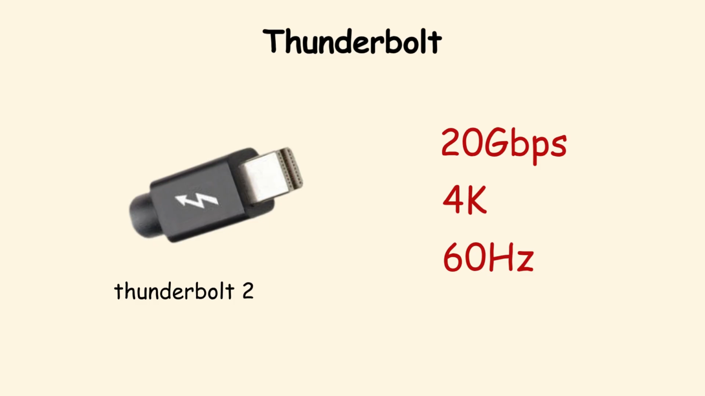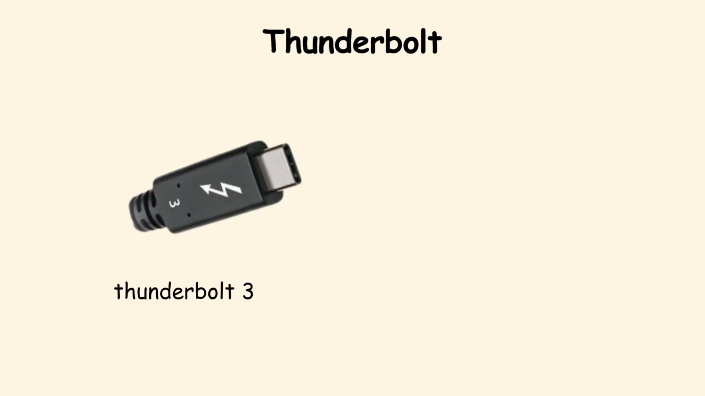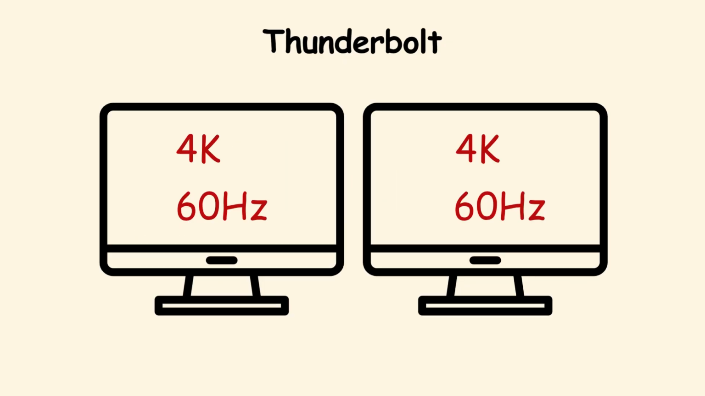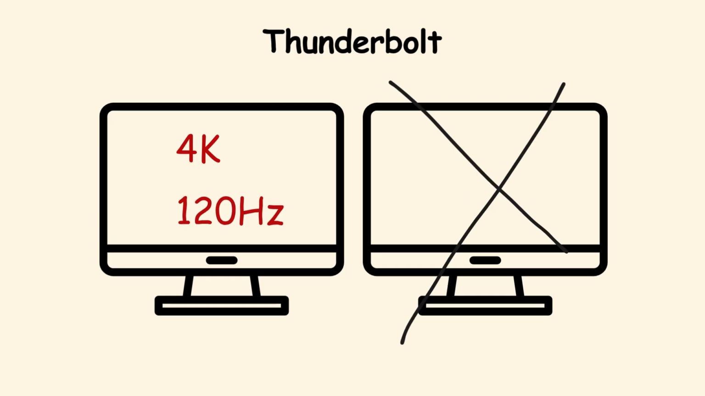Thunderbolt 2 doubled that to 20 gigabits per second. The real breakthrough came with Thunderbolt 3, which switched to the USB-C shape and pushed transfer speeds up to 40 gigabits per second. That's fast enough to handle two 4K monitors at 60 Hz, one 4K at 120 Hz, or even an 8K monitor at 60 Hz.